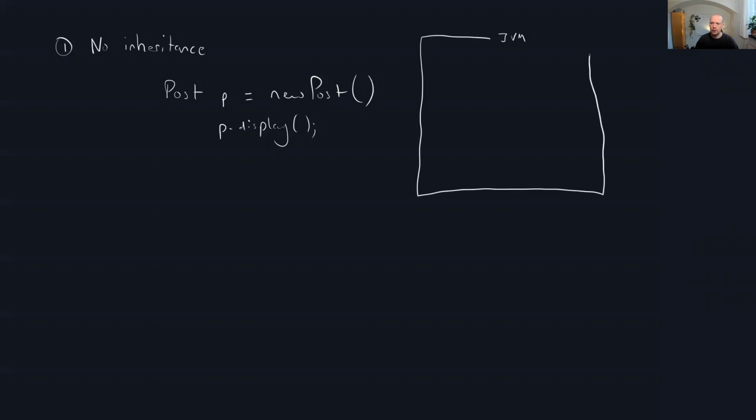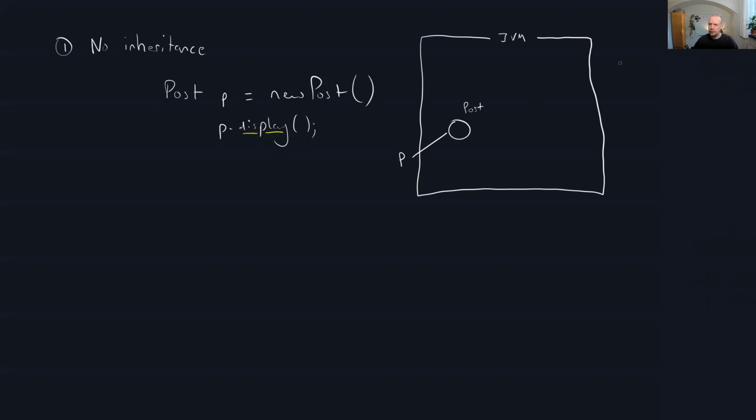As I've done many times, we have a name p, which is pointing to a Post object. I'll put a little type hint up there. And we're going to call the display method. So this is what we need to do.